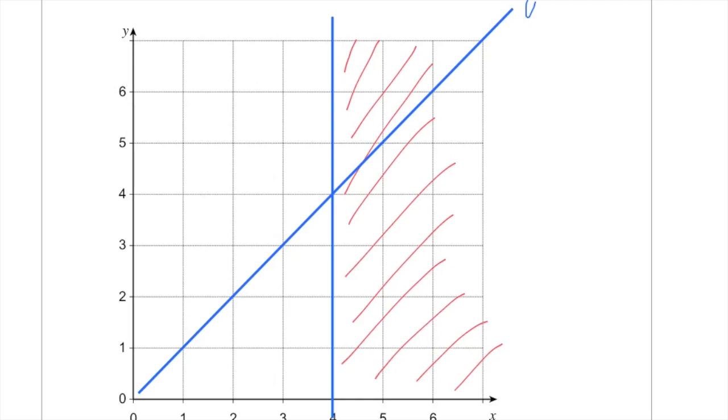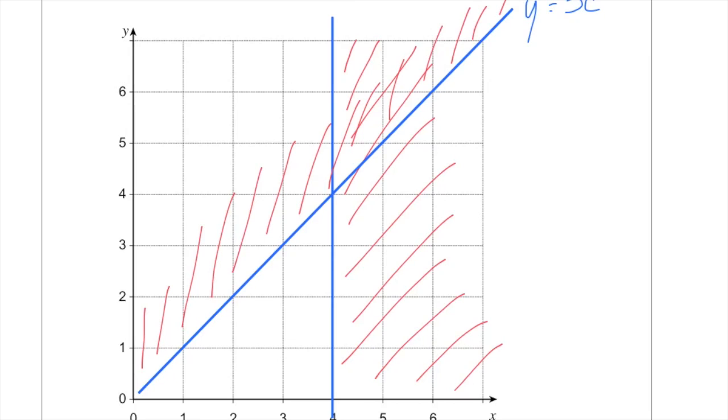So here's the line y equals x. Now we want y to be less than or equal to x, so I'm going to shade out the region that we don't want, which is everything above the line here, where y is greater than x. Now our third inequality was x plus y is greater than or equal to 4.